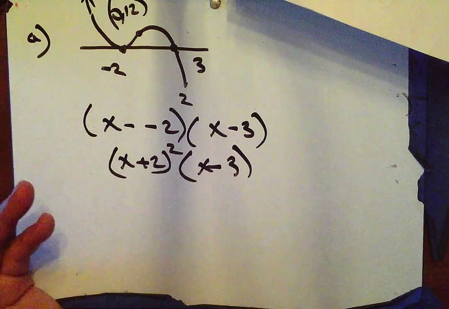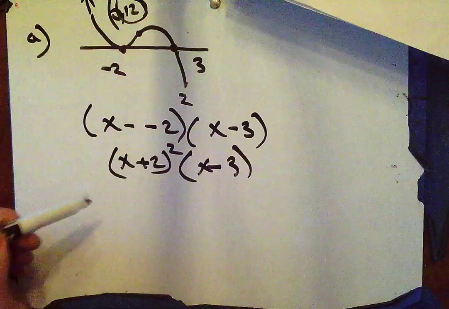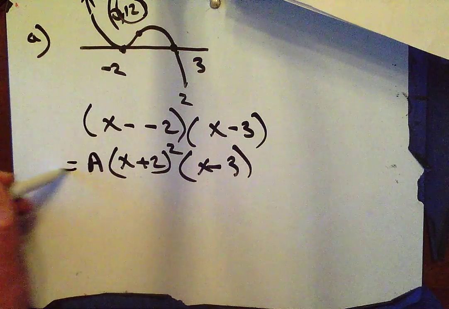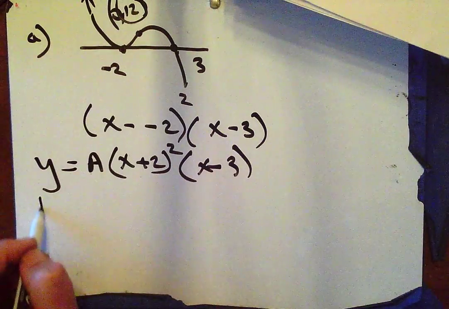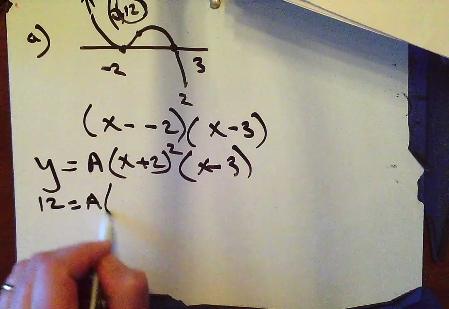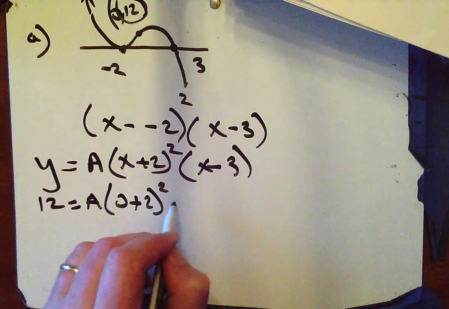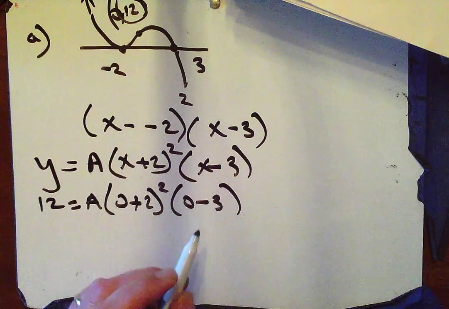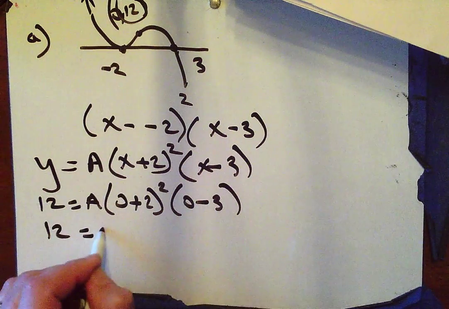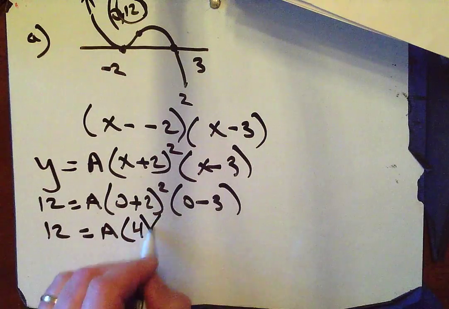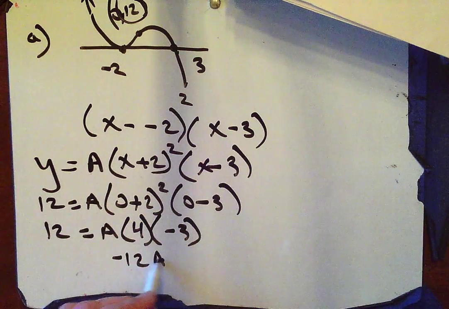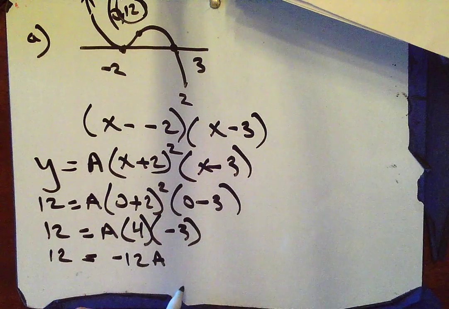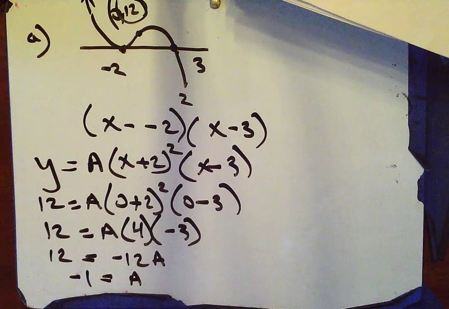But, I don't know, how do I get that a value? Don't forget to find your a value. So I'm going to plug in that ordered pair 0, 12. 12 equals a times 0 plus 2 squared times 0 minus 3. And let's see what happens. 12 equals a times 4 times negative 3. Well, that's negative 12a equals 12. And so a must equal negative 1.